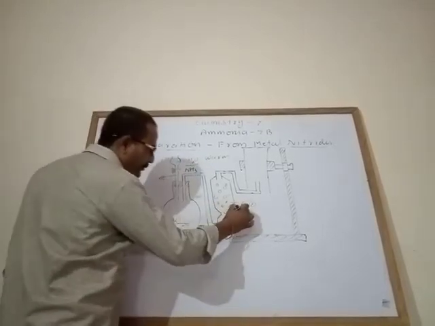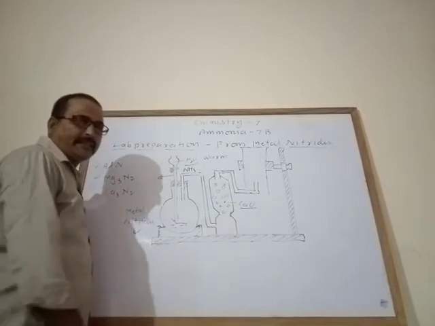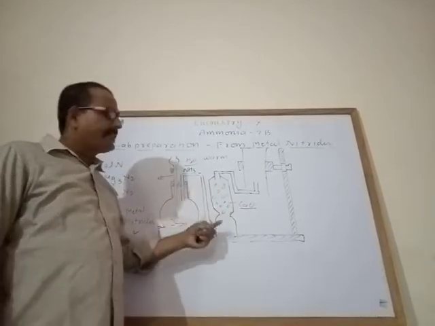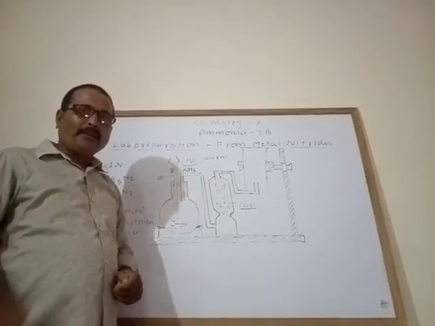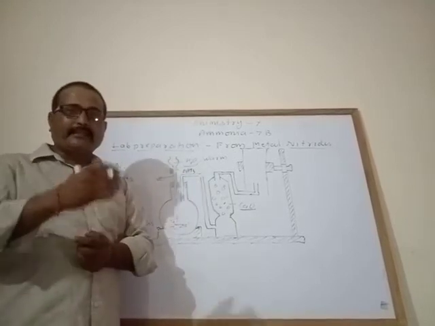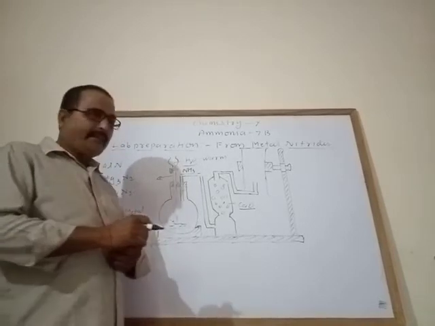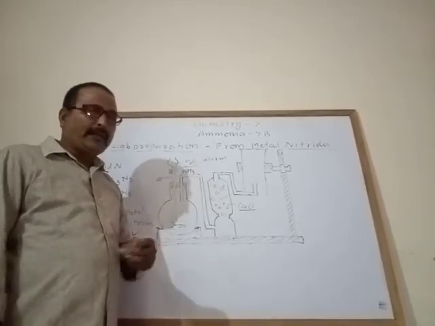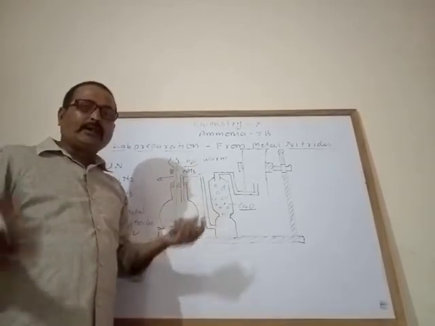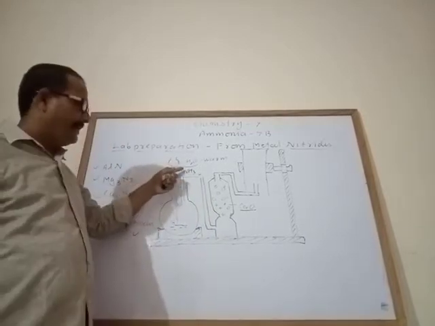Now you know what is the use of quicklime, calcium oxide. It acts as a drying agent. Why are other drying agents like concentrated sulfuric acid, phosphorus pentoxide, and calcium chloride not used? Because they react with the ammonia.